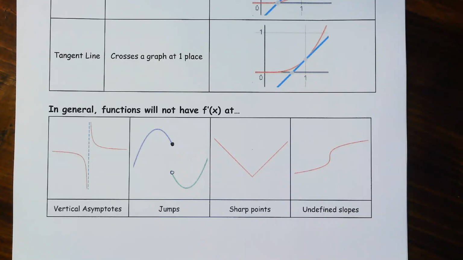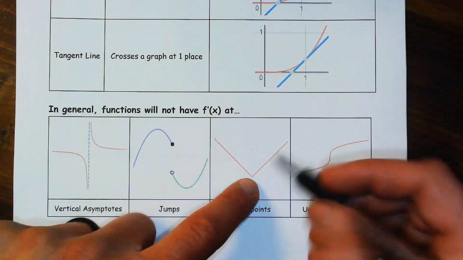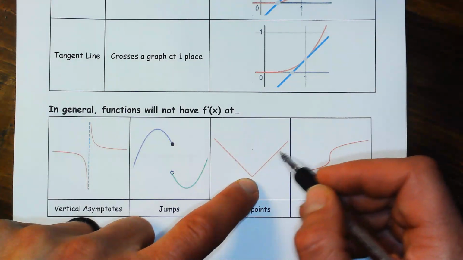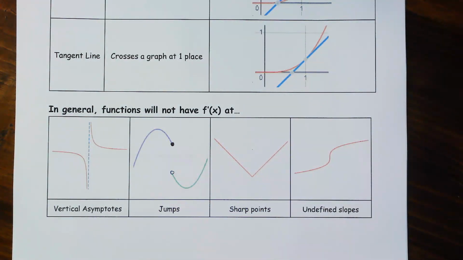Now, just like we talked about with limits, any point along this line, so this is an absolute value graph, everywhere except for this point has a derivative, or has a value of a tangent line, just not that specific point.